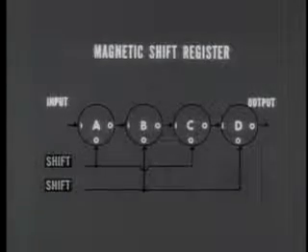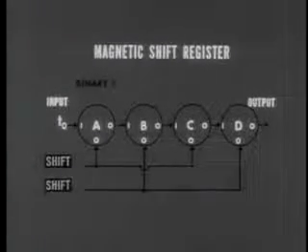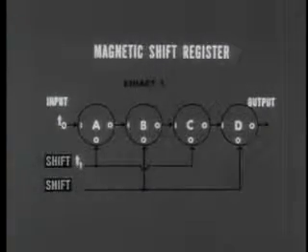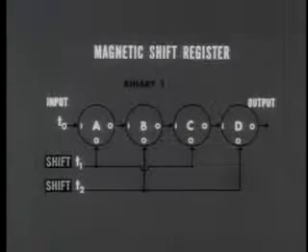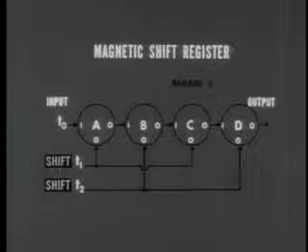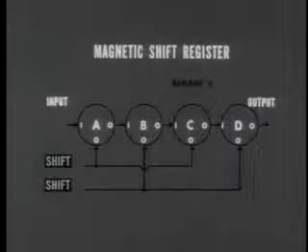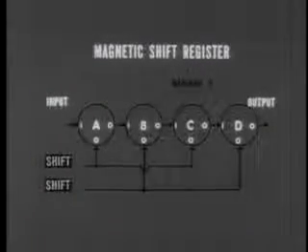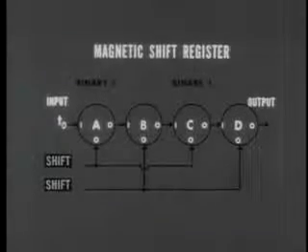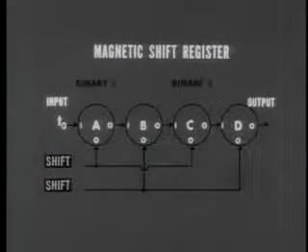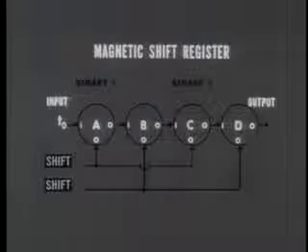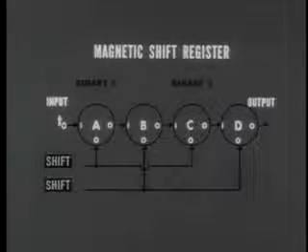Here's how it works. At time T0, an input pulse applied to core A places a binary 1 there. The first shift pulse at time T1 moves the bit to core B, and the second shift pulse at time T2 advances it to core C. We now have one bit stored in the register, and we can store another one by applying an input pulse to core A again. The capacity of this particular 4-core register is 2 bits. But there are registers that can hold as many as 50 bits or more at a time.